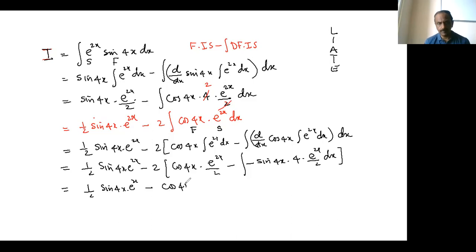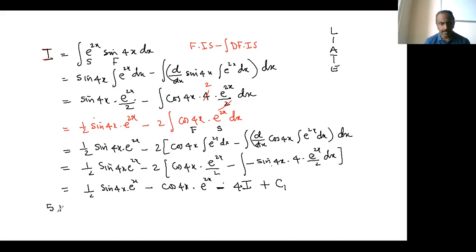Cos 4x into e raised to 2x. This will become 2, this 2 and this 2 will get cancelled. So 2 into 2 becomes 4, and there is a minus sign, so minus 4I. Sine 4x into e raised to 2x is nothing but your I. So you are equal to I plus C1. Now this 4I and this I will get added; always remember I's coefficient will be negative sign.